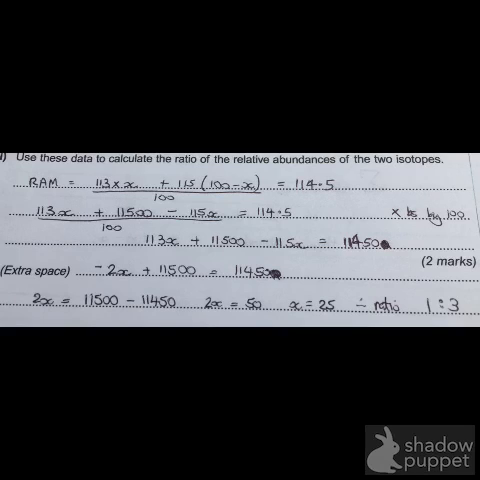So therefore, if X equals 25, which is the abundance of isotope 113, then the remainder, which is 75, is the abundance of isotope 115. Therefore, the ratio is 1 to 3.